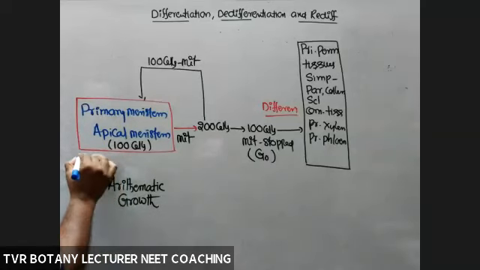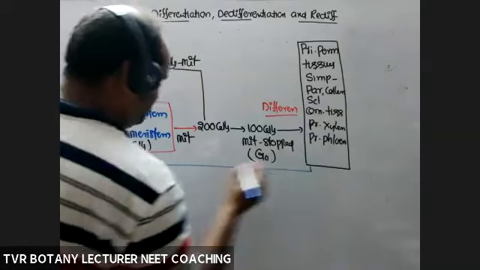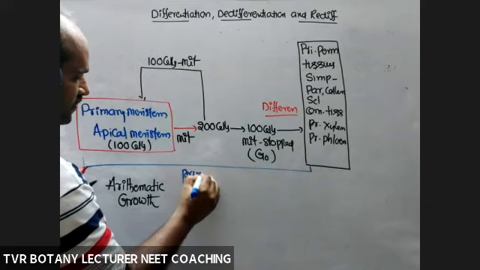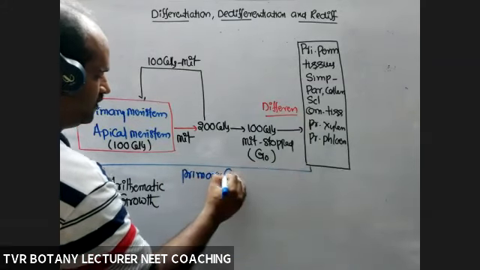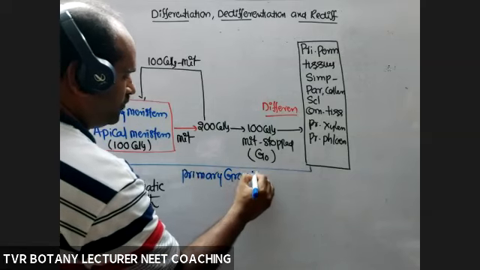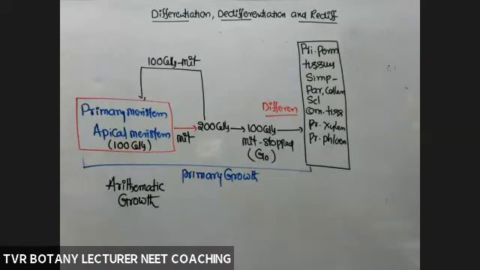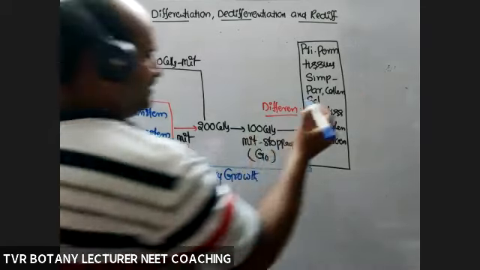So up to this part is primary growth only. This primary growth is common for all plants. All plants means all gymnosperms, all angiosperms. Those which are having secondary growth, parenchyma is able to produce secondary meristems. What are those secondary meristems?